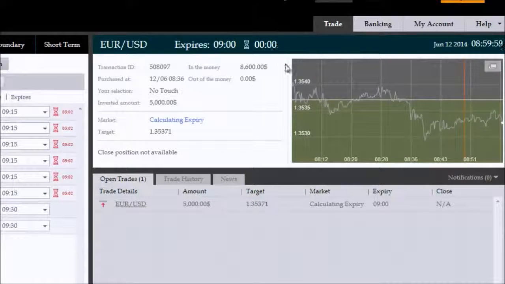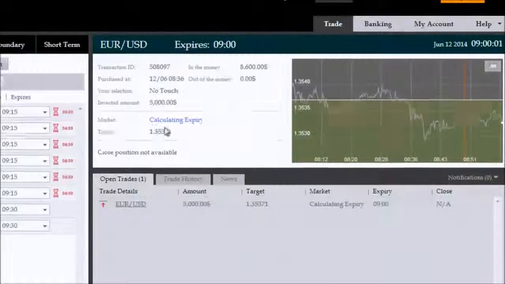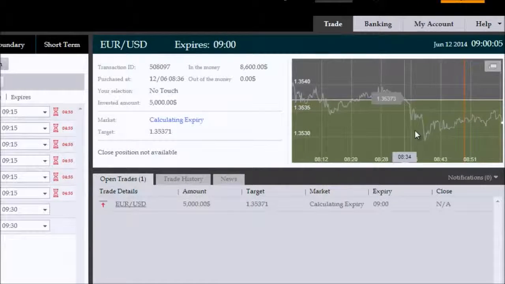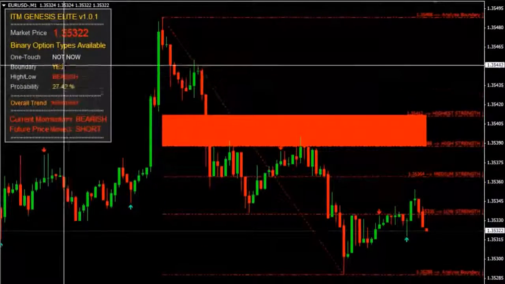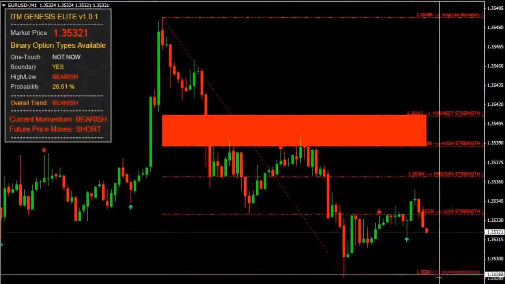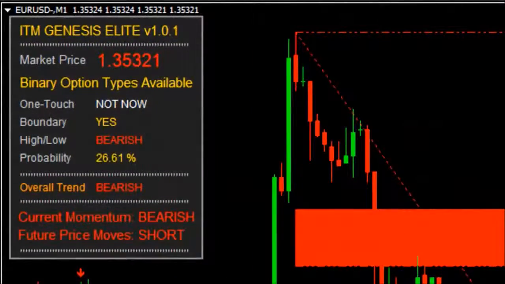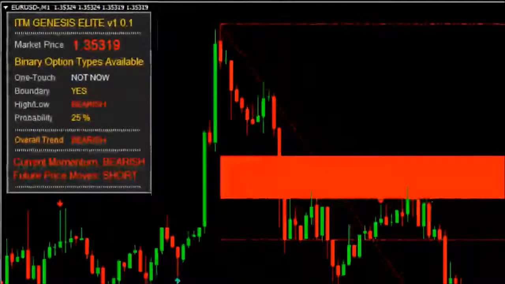So 2, 1, and 0, we have expired in the money for an $8,600 gross return, which will net us a $3,600 profit on this trade. Now, once the funds are released, we do see a boundary opportunity. This is an example of an outside boundary exploit that's maturing here.